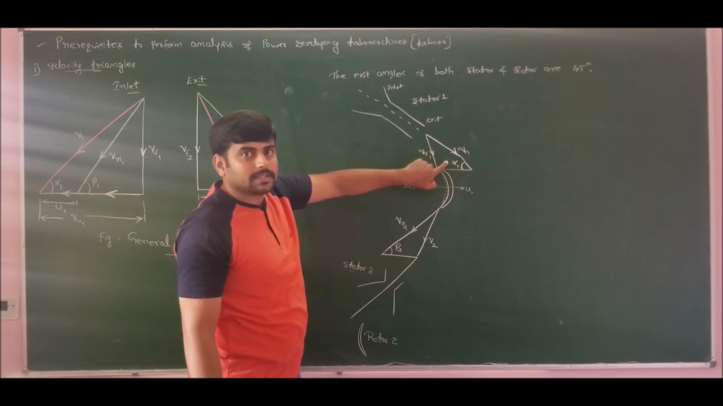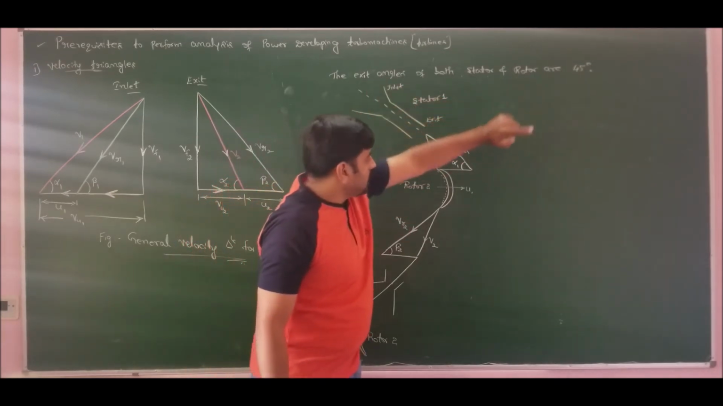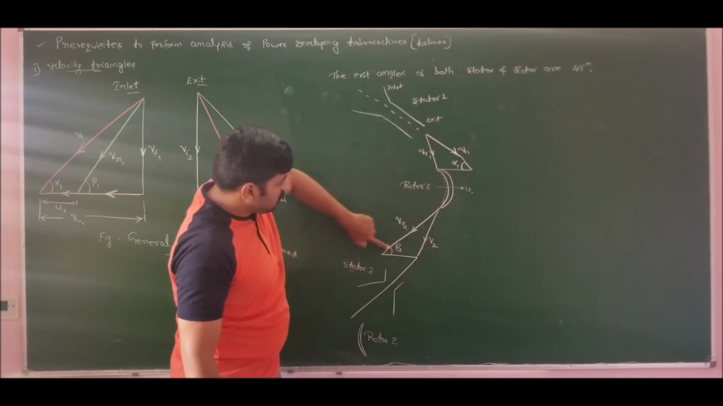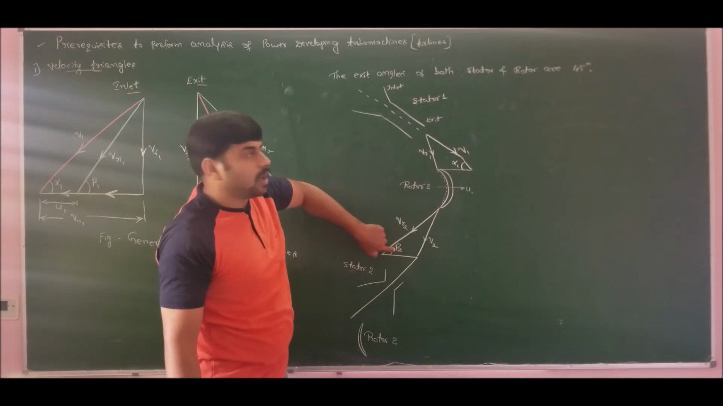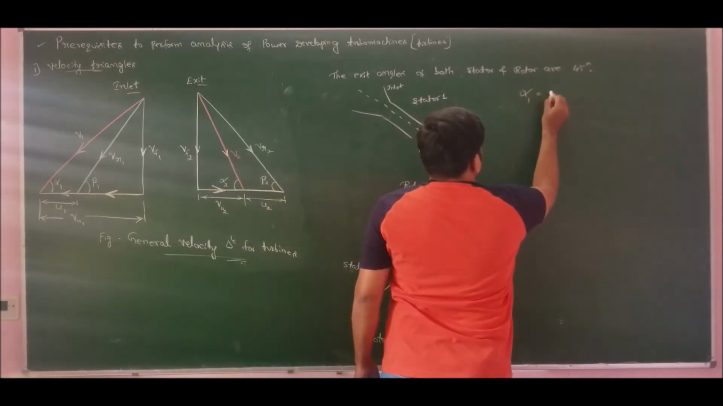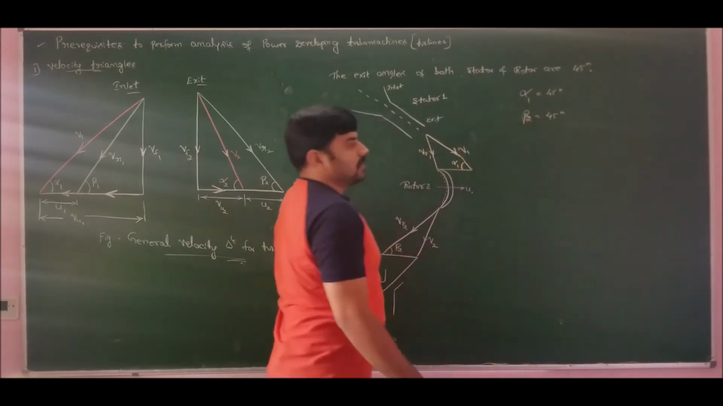Alpha 1, correct? Now this is the rotor. The exit rotor angle. So what is the exit of this rotor? This is the exit of this rotor. The exit rotor angle is what? Beta 2. What he has given is alpha 1 and beta 2. Alpha 1 is equal to 45 and beta 2 is equal to 45.